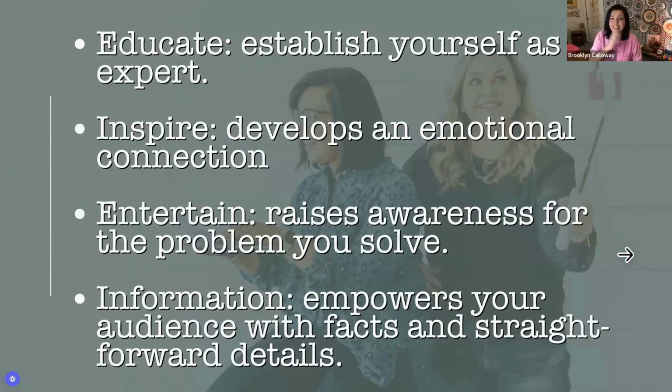Anyways, educating establishes you as an expert online. Inspiring develops an emotional connection. Entertaining raises awareness for the problems that you solve. And informing empowers your audience with facts and straightforward details. So the EIEI, those four, that's what it does.